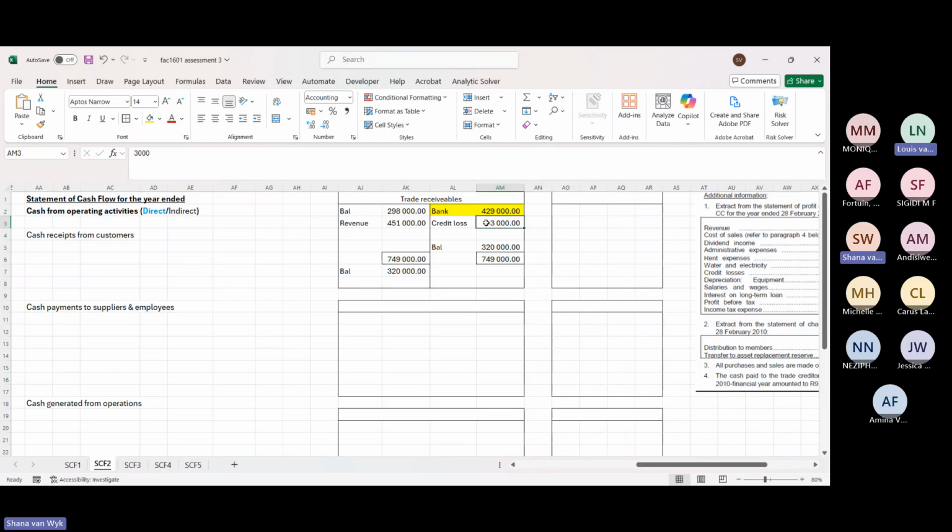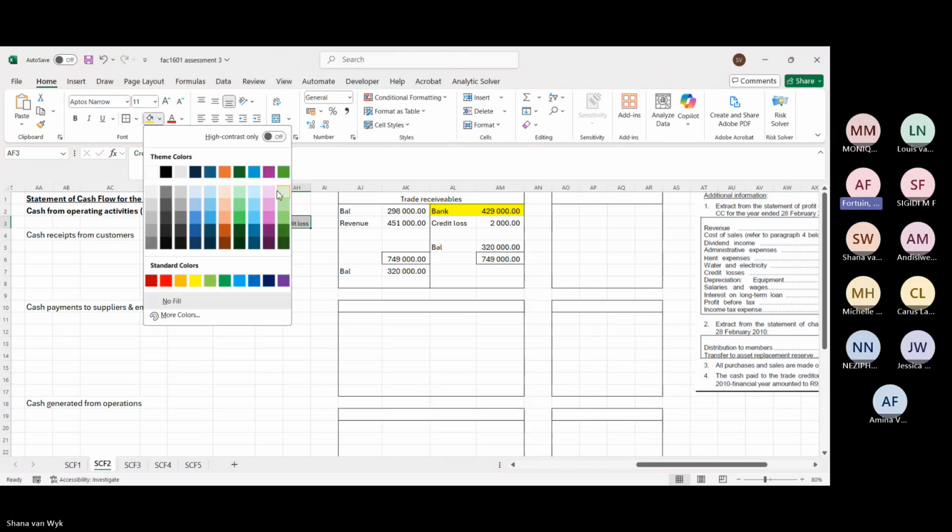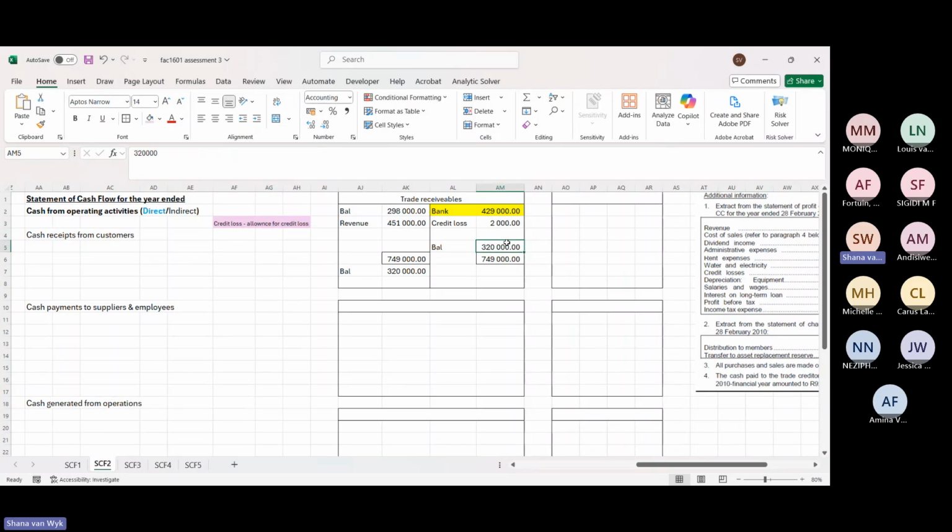Because you must make an allowance for that. This is a tricky one. Credit loss minus allowance. Okay, so just do your correction there by bank. Quickly fix this one.